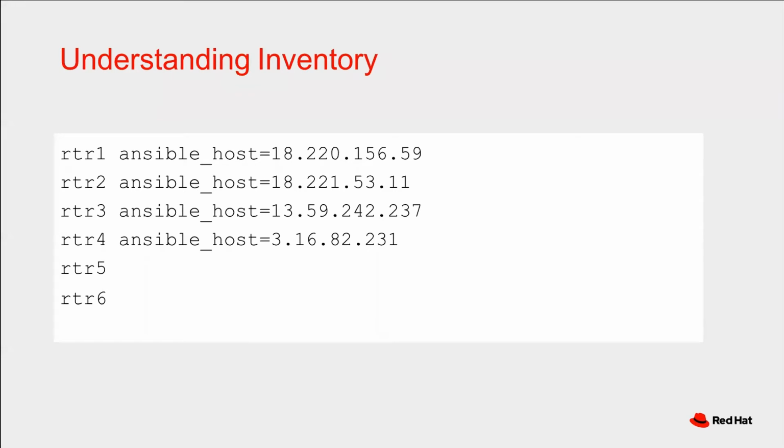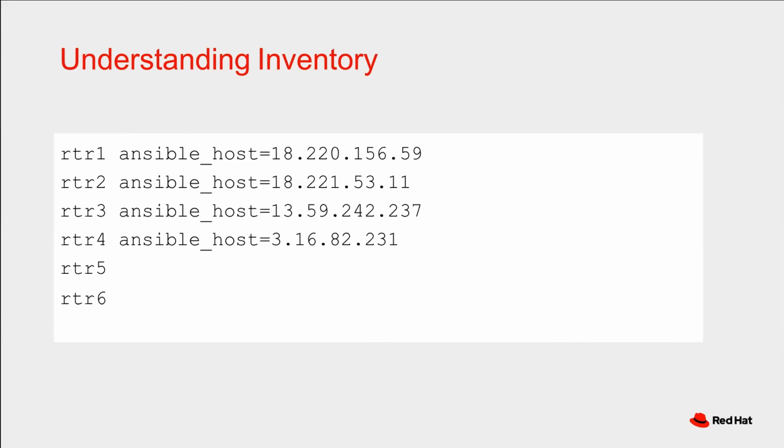When we look at the inventory file, there are multiple ways to do the inventory. We can have a static inventory, and that's what we're going to be using in our workshop today. Our static inventory is just a flat INI file. If we look at how this is put together, the first column is the host name of the device. Then we have four here that have this ansible_host variable appended to the end.